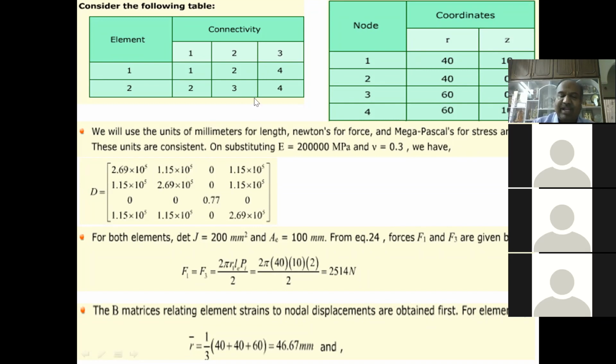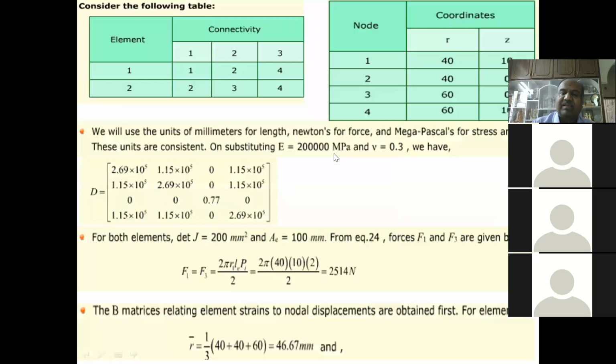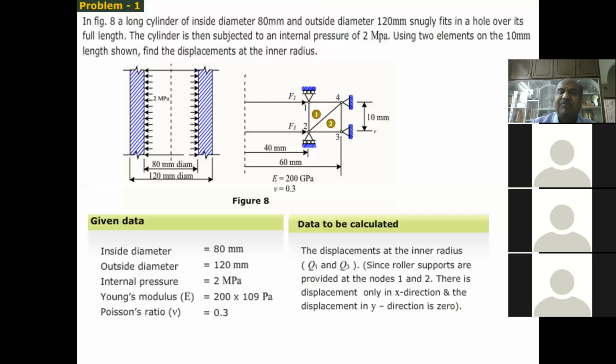So once you know the coordinates, you can get the area of the triangle, that is half of J. Now, you know all the coordinates of this element, then you see the forces acting. So this pressure is acting here. The pressure is converted to forces F1 and F3. The pressure value is 2 megapascal.